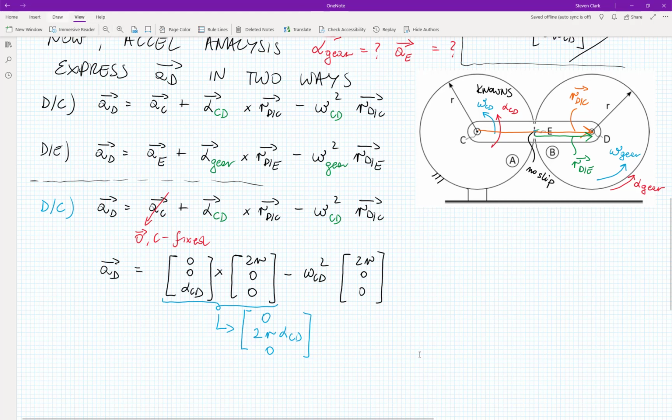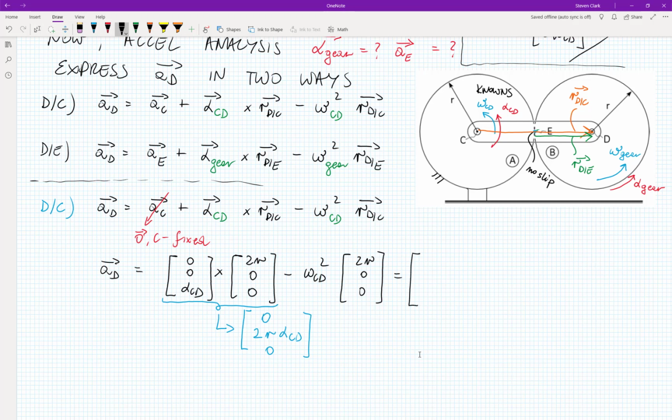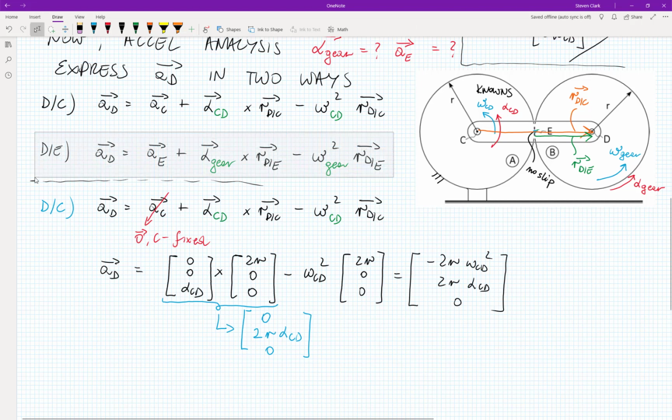Okay, so let's continue. In here we will end up with minus 2R omega CD squared, and in here we'll have 2R alpha CD, 0. Okay, I think that we cannot squeeze anything else from this first equation, so let's focus on the second one. Let's focus on this one.